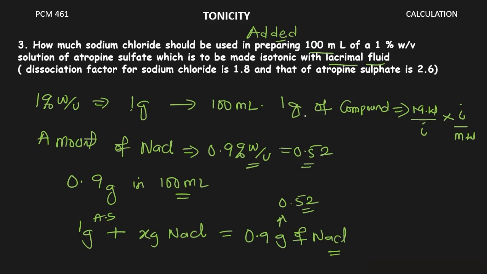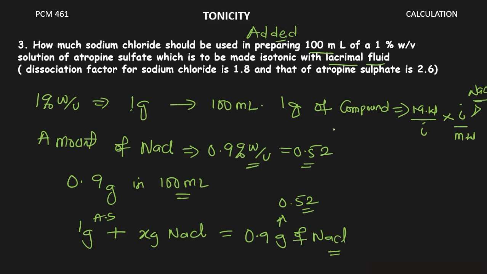So 1 gram of the compound is equal to the molecular weight of sodium chloride divided by the dissociation factor of sodium chloride, times the dissociation factor of the compound divided by the molecular weight of the compound. This will give you the equivalent of sodium chloride. Do you understand? So this definitely means that 1 gram of any compound given to you is equivalent to this formula of sodium chloride. Are you getting it now?